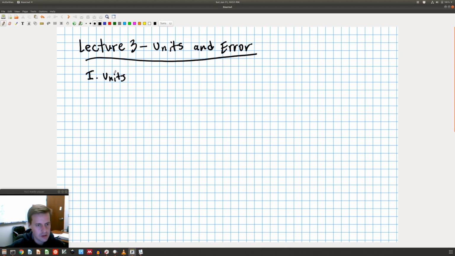So the three things we're going to talk about today are, one, we're going to talk about units, and then two, we're going to talk about data types. And data types I'll define later, but data types are how computers store numbers. And then finally, three, we're going to talk about finite precision errors.